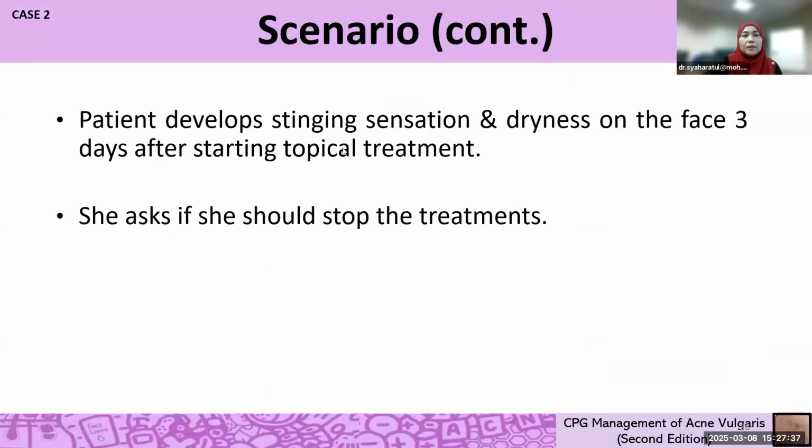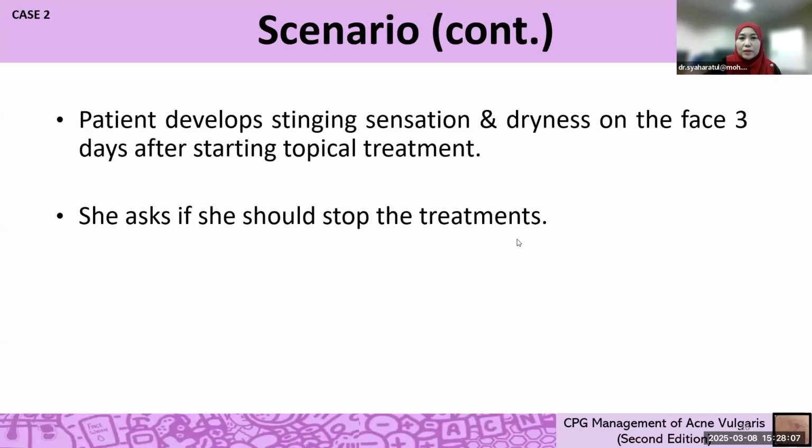Right. So after using the 2 treatments that we provided, which is benzoyl peroxide and adapalene, the patient develops stinging sensation and dryness on the face 3 days after starting topical treatment. So now she asks you, should I stop the treatment? Am I allergic to the treatment? Or is this normal? So what would be your answer? Should she stop the treatment, or is there anything that you should tell the patient that they can do?